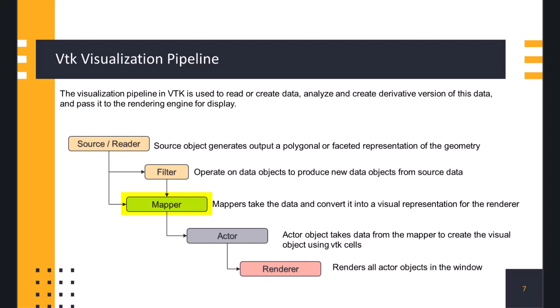Mappers convert data sets into graphics primitives that can be rendered. Different mappers are used based on the type of data set available. Mappers generate rendering instructions for actors. An actor represents an object in the scene that can be rendered, created by the mapper object. It includes properties such as color, opacity, and transformation. Finally, the actor is rendered in the output window where the scene is displayed. The window has an interactor, which handles user interactions such as mouse, keyboard, and timer events.